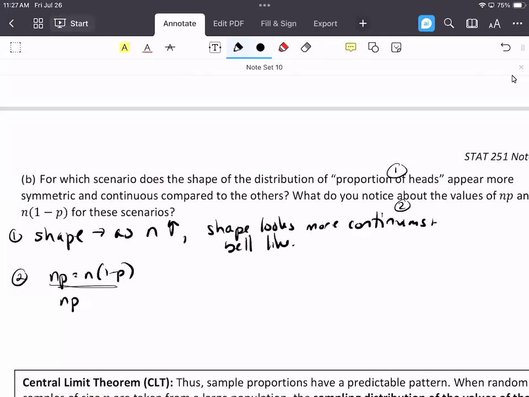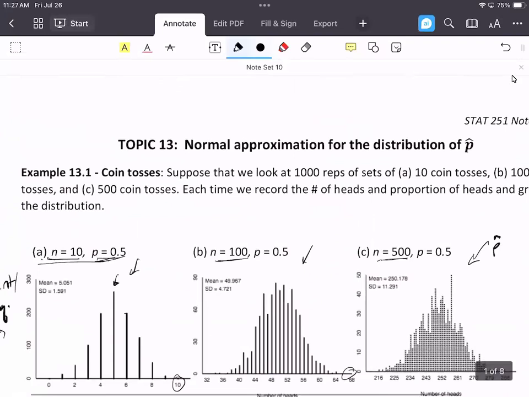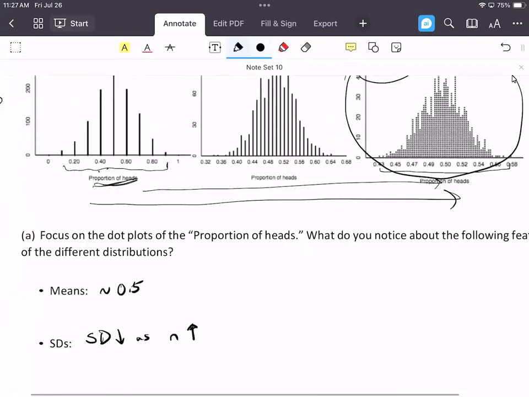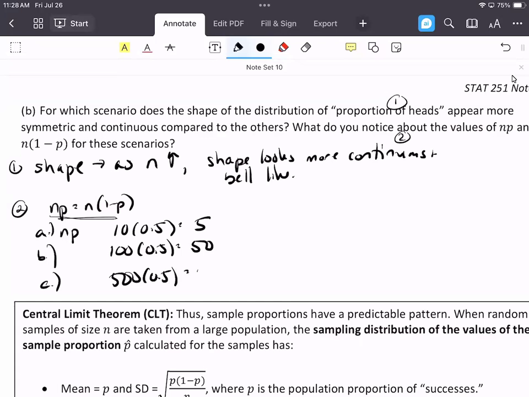So for A, the first one, I'm going to get 10 times 0.5, and that gives me 5. And that's for case A. Going back up here, for A we had a sample size of 10, and p is 0.5, and of course p is not going to change. For B, n times p is 100 times 0.5, and we end up with 50. And finally, for C, 500 times 0.5, we get 250.